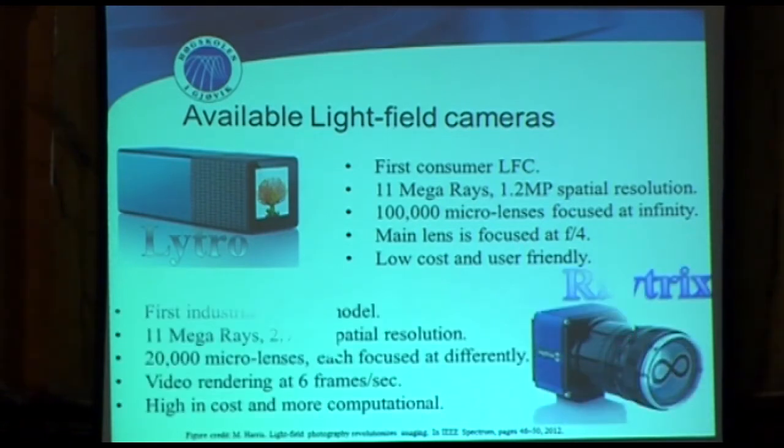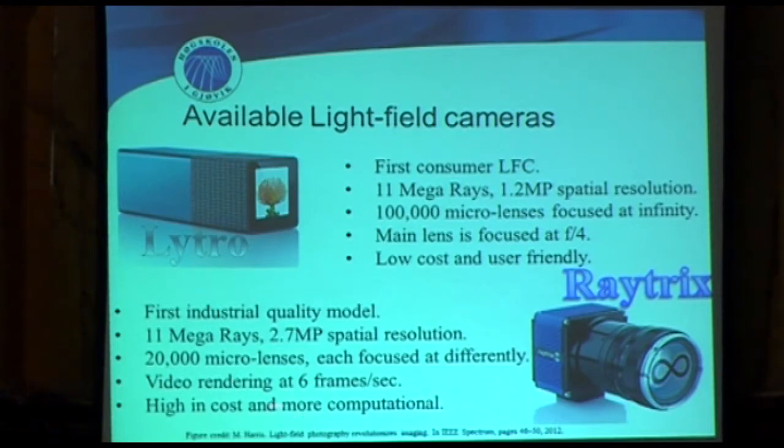And the second available device is from Raytrix. It is the first industrial model, which was released in 2011. And this model is quite flexible. That means that we can also change the optics available here according to our application. And it is also of the same resolution of 11 megarays, but it is going to render like 2.7 megapixel of spatial resolution. So it has more spatial resolution just because it is using fewer micro lenses, and thus each micro lens will occupy more space in the sensor, and that is the reason why it has more resolution. And each of these lenses is focused differently.